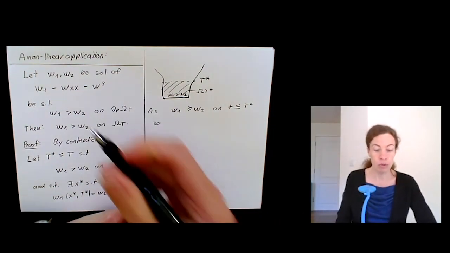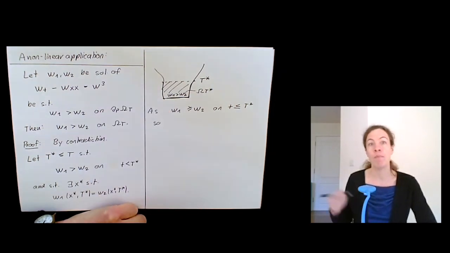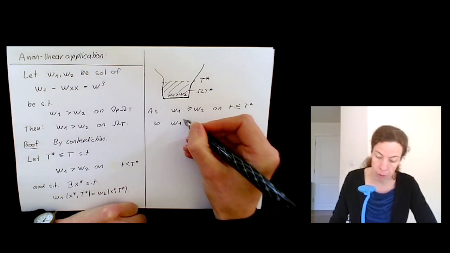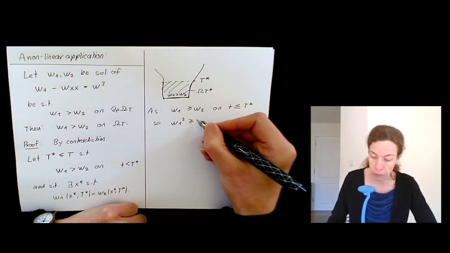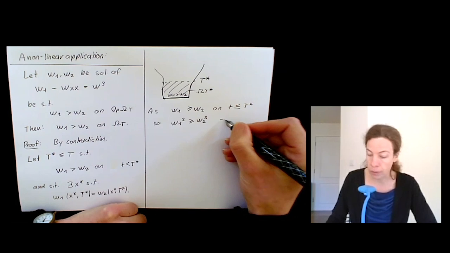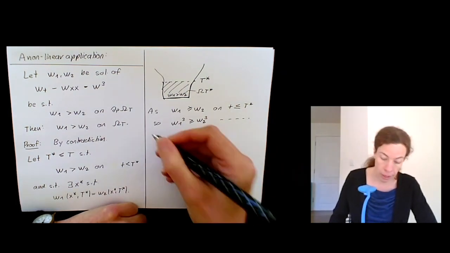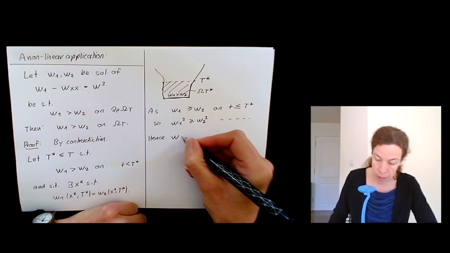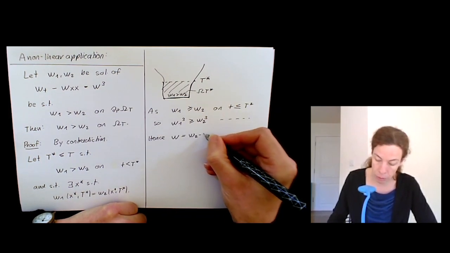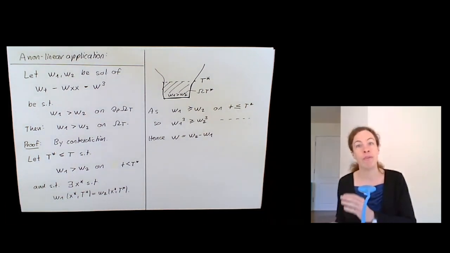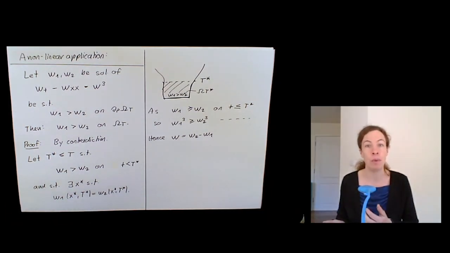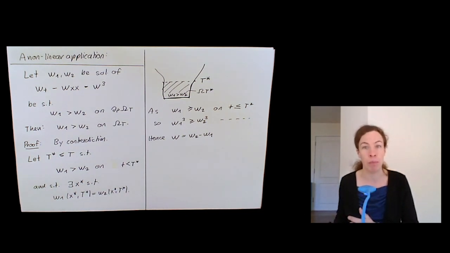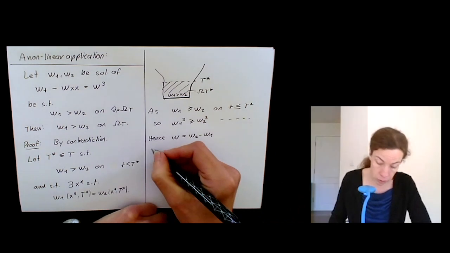And now, because I've chosen a nonlinearity which comes from a monotone increasing function, I conclude from this that w1 to the 3 is of course greater or equal to w2 to the 3 on the same domain. So what does that tell me? I can conclude that if I take the difference w, which is w2 minus w1, then this will not solve a PDE because I have a nonlinear problem, but it will solve the right type of inequality to apply the maximum principle.